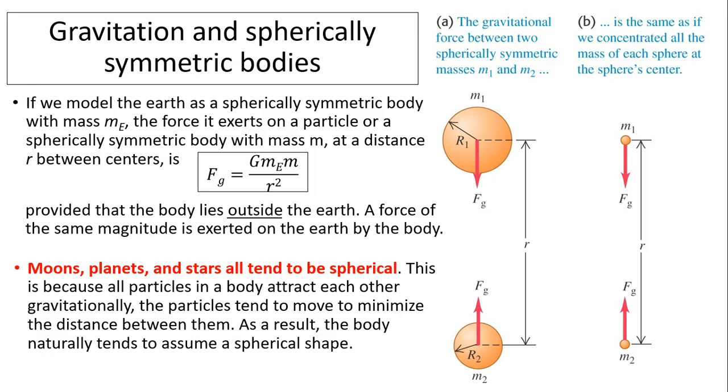This means the force between the Earth and Sun doesn't depend on the size of the Earth or the size of the Sun. Now, moons, planets, and stars all tend to be spherical. Why is that? This is because all particles in a body attract each other gravitationally, so the particles tend to move to minimize the distance between them. As a result, the body naturally tends to assume a spherical shape, because in that shape the distance is minimal.